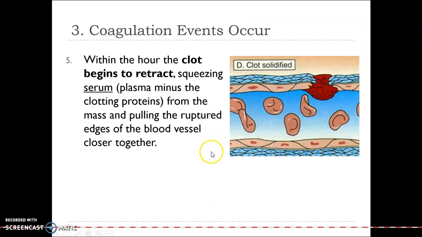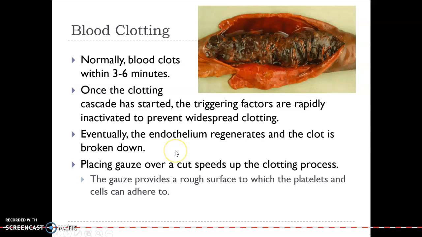And then within the hour, the clot begins to retract and kind of pull up into the skin, pulling those two ends of the skin back towards each other, and then it allows the vessel to relax and blood to flow through it again. It's normally within 3 to 6 minutes this whole process is happening. And when you get a cut, your body's like, all right, we got to stop this right now. It gets over there and it has this whole process go through. Once the clotting cascade starts, it triggers factors quickly, and then you got this clot being formed.